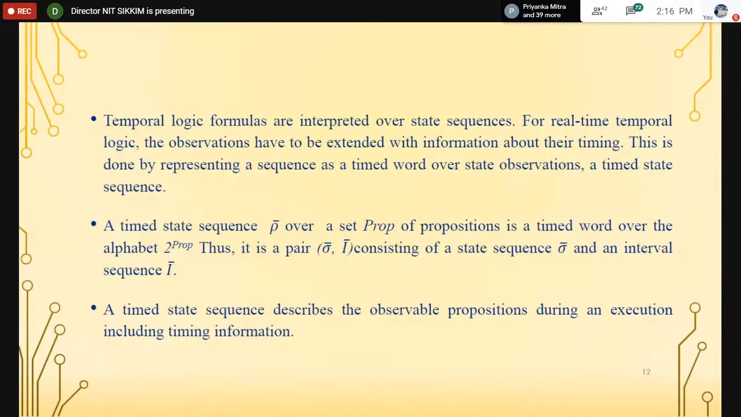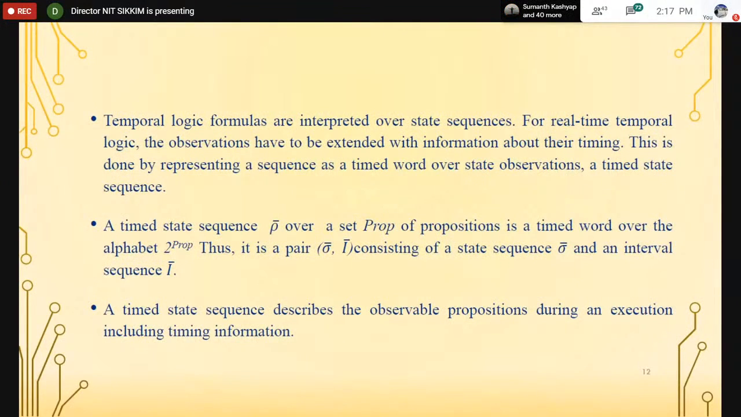Now, yesterday also, if you remember, we have discussed a little the temporal logic for the real-time systems. For real-time temporal logic, the observations have to be extended with information about their timing. This is done by representing a sequence as a timed word over state observations. So we have said this linear temporal logic is basically a linear sequence of state observations. In the case of this, we include the time information also.